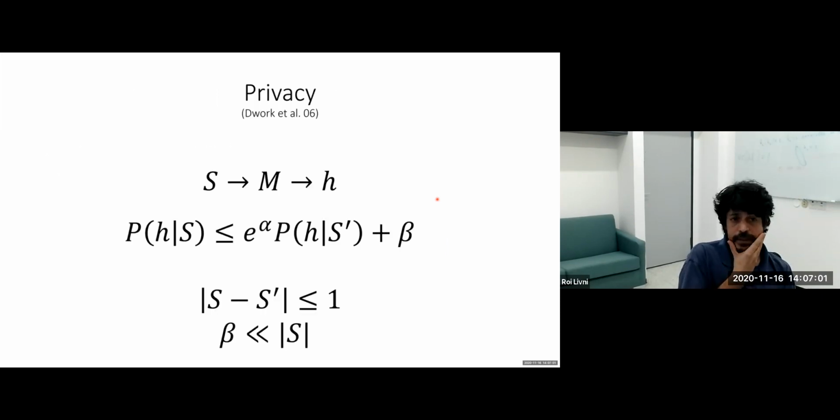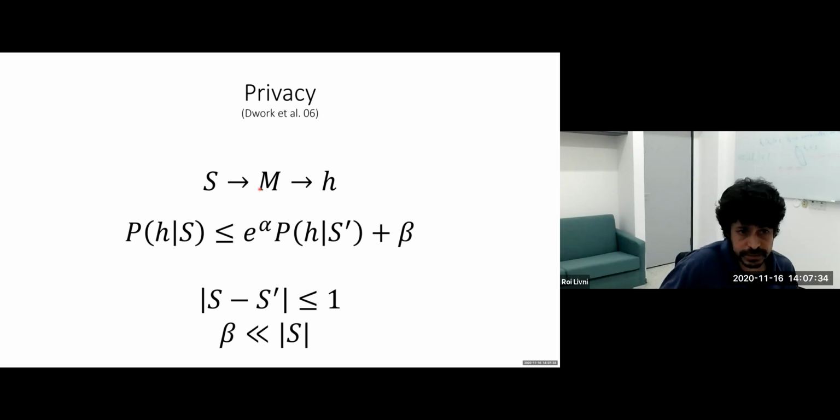Now, then there is privacy, which is relatively a newer notion, which discusses mechanisms that get to observe data, and then they need to give you some output over the data. And what you want to make sure is that even though you release the information that you are required to release, the privacy of the data set is not compromised.